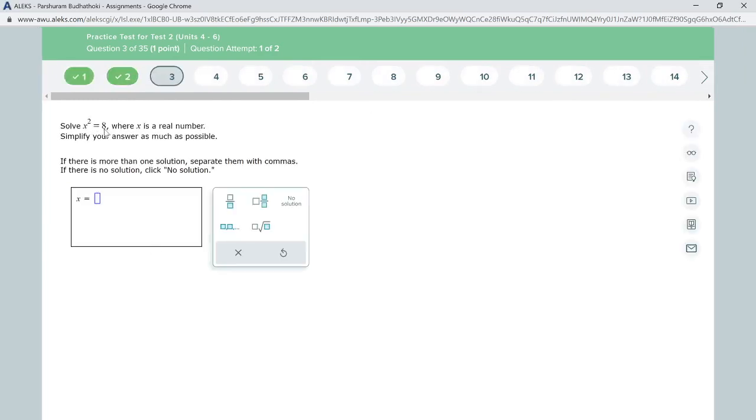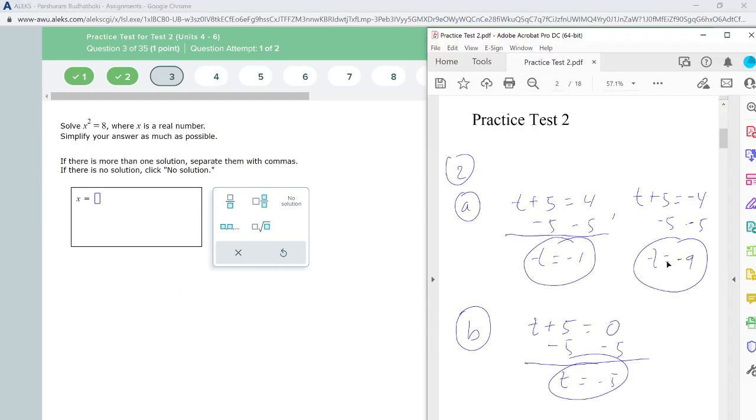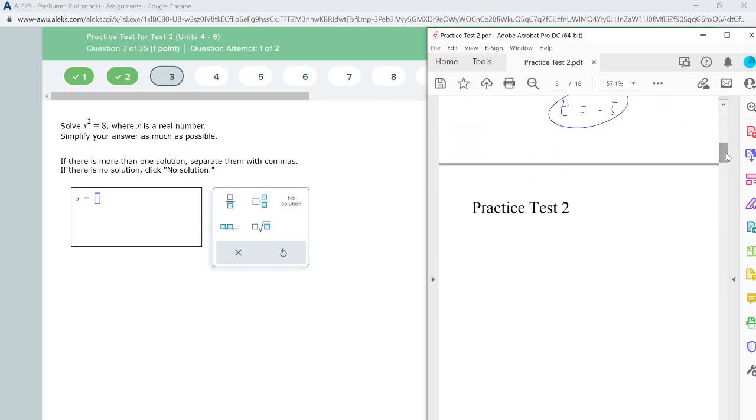Solve x squared equal 8, where x is a real number. Simplify your answer as much as possible. If there is more than one solution, separate them with commas. If there is no solution, click no solution. So this is a quadratic equation. There are different ways to solve this, but you can use the square root property, which tells you that if x squared equals any positive number k, then x should be positive square root of k and negative square root of k.